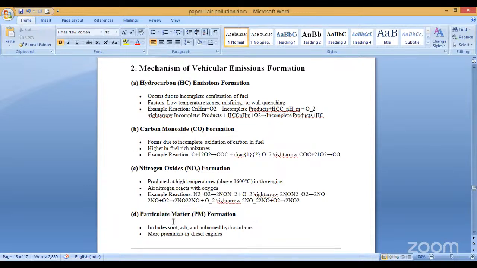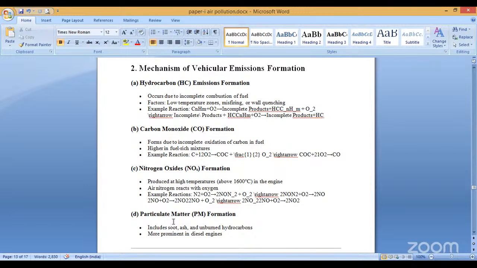It forms due to incomplete oxidation of carbon in fuel, and is higher in fuel-rich mixtures. Example reaction: C plus 1/2 O2 gives rise to CO, and the factors are CO2 and nitrogen. CO plus 1/2 O2 gives rise to CO2. This is about the carbon monoxide formation.